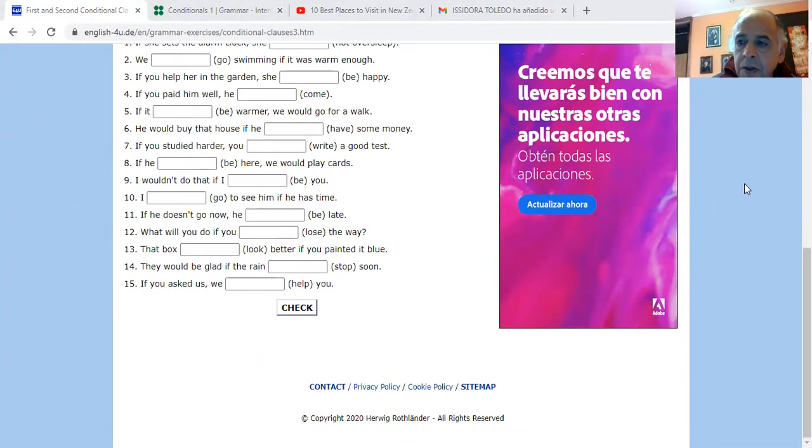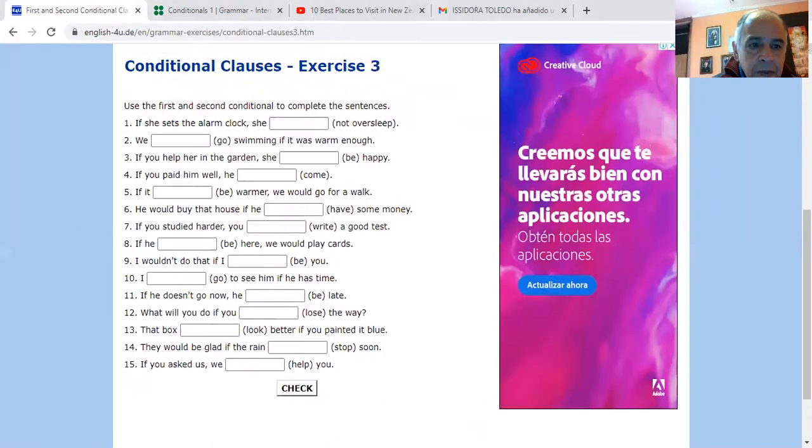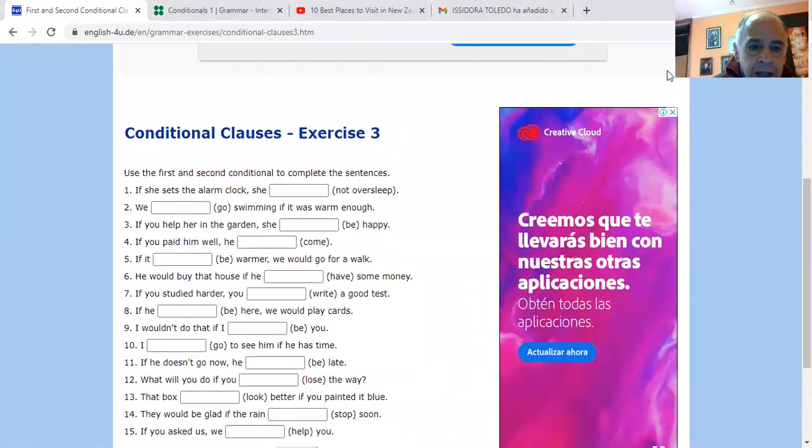So use the first and second condition. Here in this exercise, you have to be very aware. But as I told you, if you have present, you can have present or future. If you have past, past conditional, would. Okay. In here, if she sets the alarm clock, she sets is present. Here you can have future. She will not oversleep.